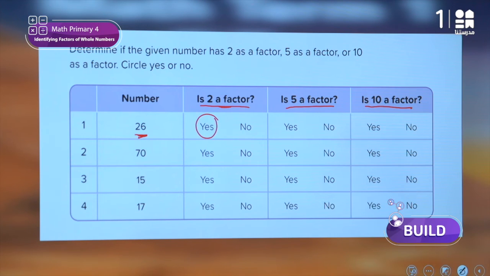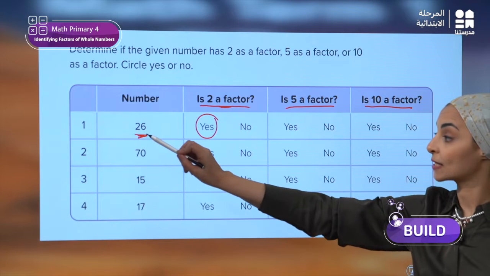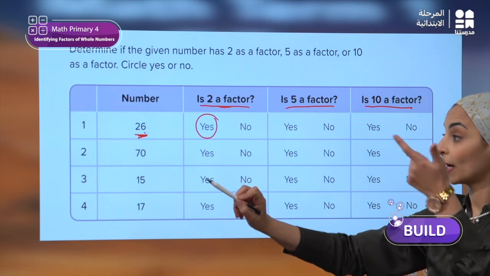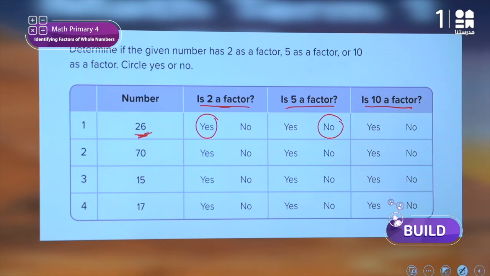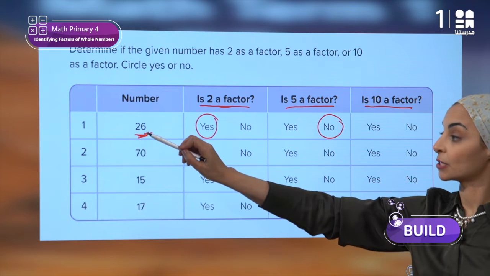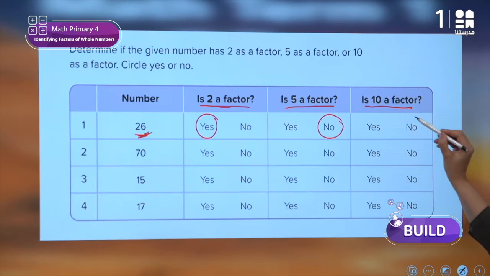Let's see, is 5 a factor of 26 or no? 5 and 10 are not factors of 26. Why? Because 26's ones place has neither 0 nor 5, right? So 5 is not a factor in 26. And also in 26's ones place there is no 0 here, so 10 is not a factor in 26.